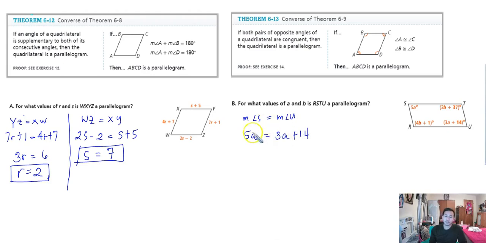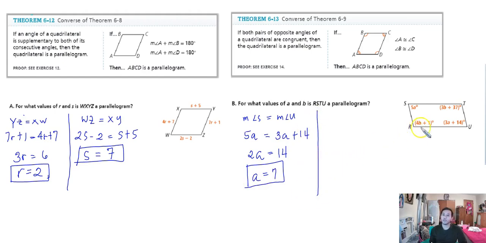Because this is positive, if you move it over, it will become negative. So 5 minus 3 will give you 2A is equal to 14. Divide both sides by 2. Okay, so A is equal to 7. So the value of A is 7.